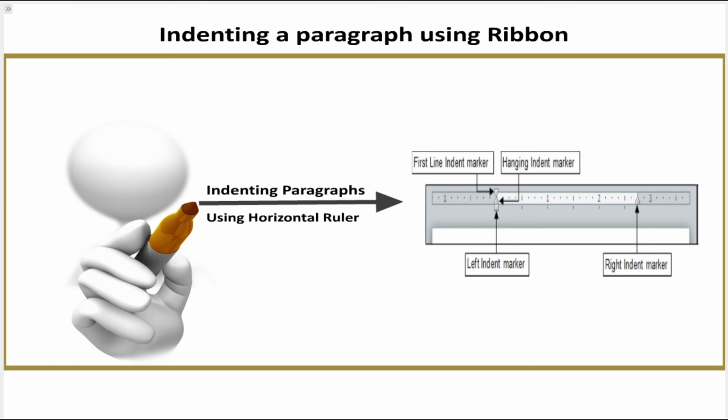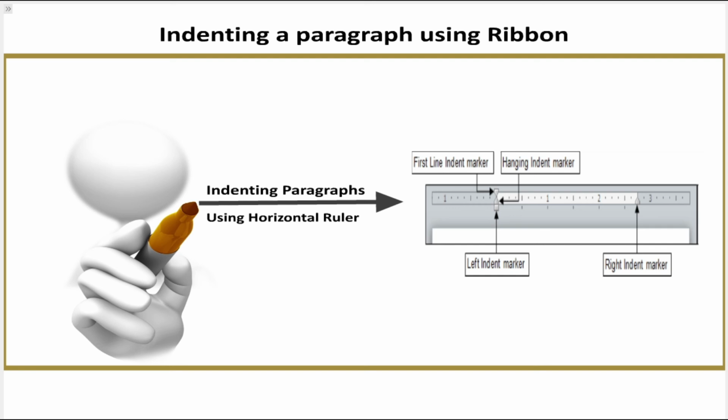If you want to set precise indent settings, click the Dialog Box Launcher in the Paragraph group to open the Paragraph dialog box. On the Indents and Spacing tab, in the Indentation section, enter the desired values and then click the OK button.